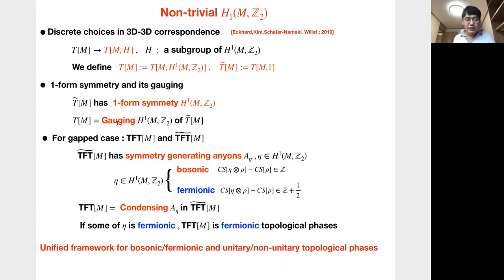So in condensed matter theory, this gauging of a one-form symmetry is called anyon condensation. So these different choices of 3D theory are related by anyon condensation, or gauging. In some cases, through this anyon condensation, we can obtain a fermionic topological phase, which is a spin TQFT. So in this way, geometric engineering gives us not only bosonic topological phases, but also some fermionic topological phases, as well as non-unitary topological phases. So this geometric construction gives a unified framework for bosonic, fermionic, and unitary and non-unitary topological phases.